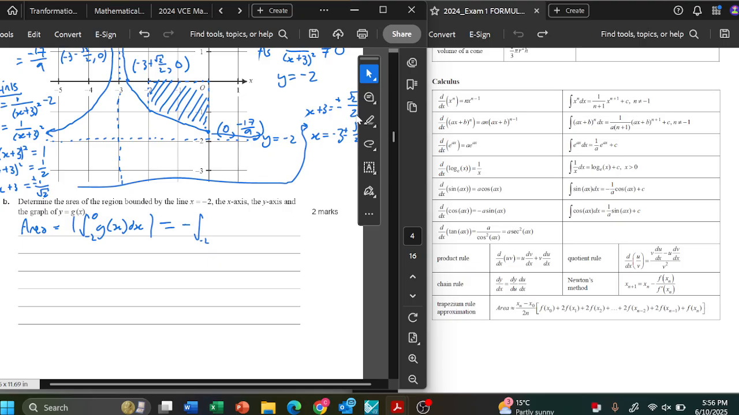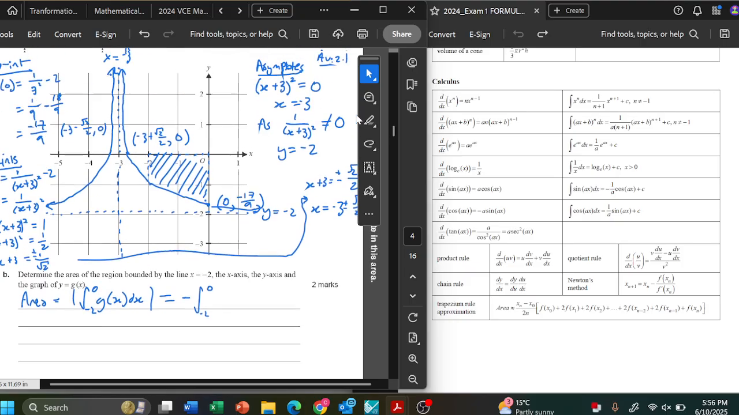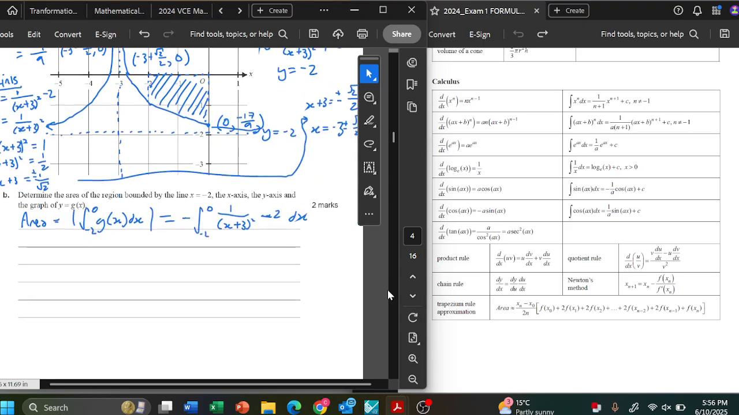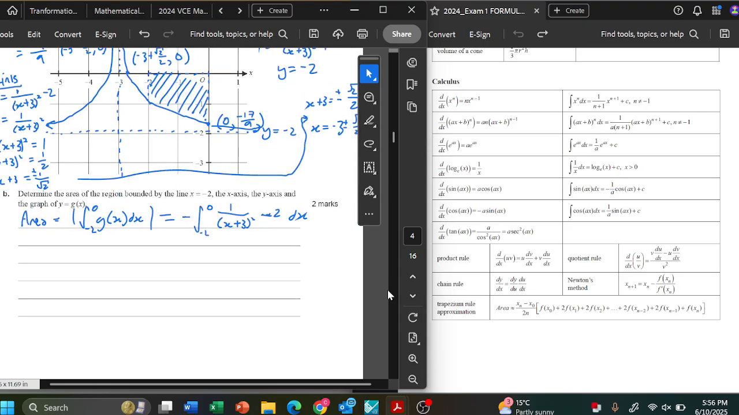So this is negative of the integral from -2 to 0 of the function g(x), which we can chuck in as 1 over (x plus 3) squared minus 2 dx. Okay, that's our function. So let's go ahead and try and simplify this.